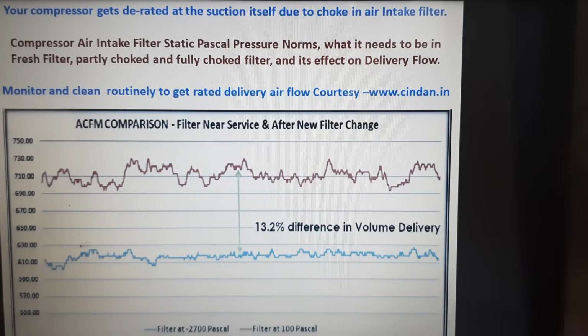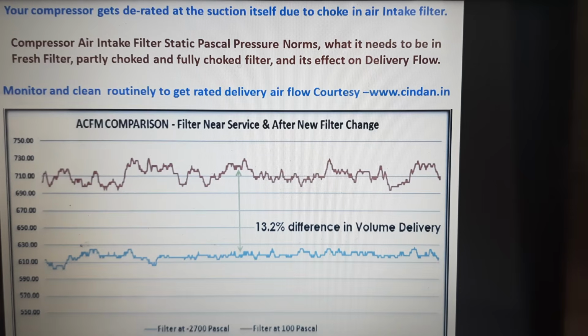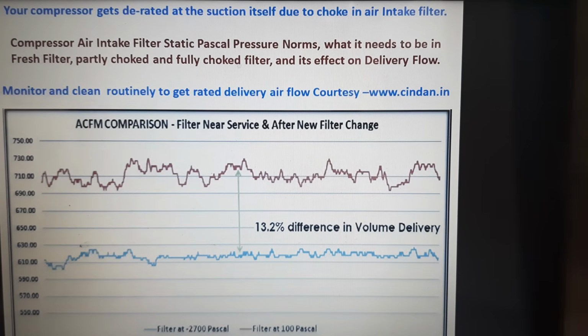Coming to the input stage of the compressor, this I have already discussed, but I still wanted to say it, because many plant maintenance personnel are not taking this seriously. If we start monitoring the pressure drop across the air intake filter on compressors above 50 HP, this is a 110 kilowatt screw compressor delivering almost 720 CFM at the rated output. Normally the filter is supposed to be maintained at 100 Pascal as a fresh filter, and it is to be monitored regularly, routinely.